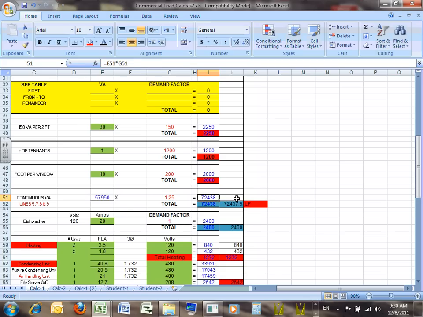Then, Nick, my friend, we multiply them by 1.25. Why 1.25? Because they're continuous load. And up it goes with the total load for my lighting load. Any question, guys, about this? Any question about the lighting load?